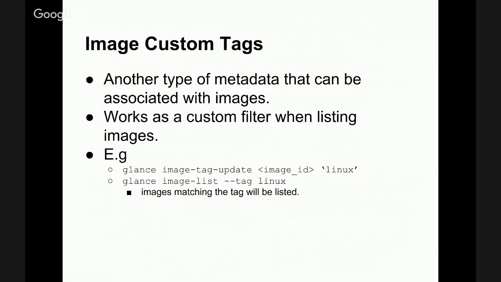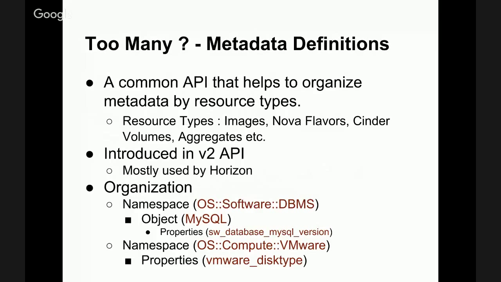There are custom tags. If you have an image, you could associate it with a custom tag, which can be used to search for that specific image later on. If you do a glance image list with the tag option and specify the tag name, then those images matching the tag will be listed. So if you see here, there's a whole explosion of metadata. We talked about the basic attributes in Glance, and then we spoke about the custom properties in Glance, which are honored by the Nova services.